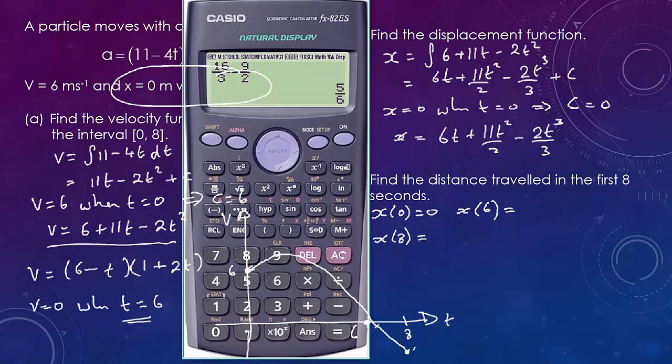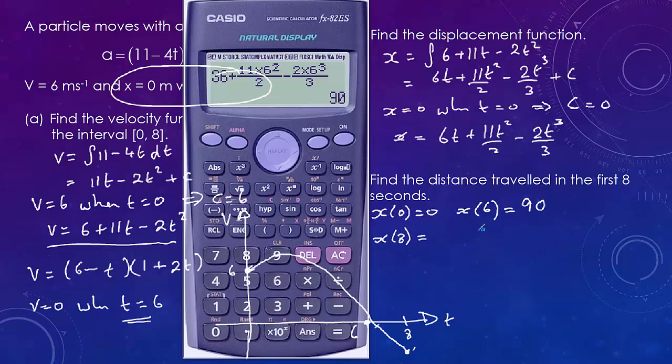So x of 6. So we're going to have 36 plus 11 times 6 squared divided by 2, take away 2 multiplied by 6 cubed, not 66 cubed, all over 3. That gives me 90.